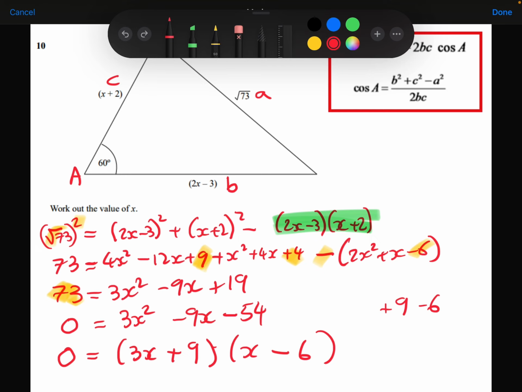And now I can see that my final solutions are going to be when x is equal to minus 3, or if x is equal to 6. Now the minus 3 doesn't make sense. I can't have a minus 3, because if I did, the length of this side of the triangle would be minus 3 plus 2, which is minus 1. And you can't have the length of the triangle being minus 1. So therefore x cannot equal minus 3, and therefore it must be that x is 6.